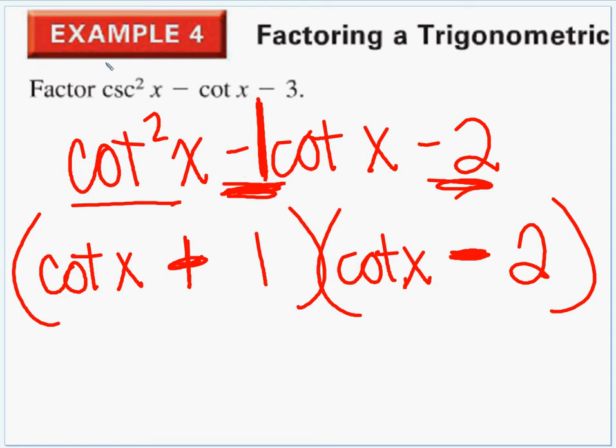So there we had to do a little work to get that cosecant squared out of there, and then we factored it like we did in the last video.